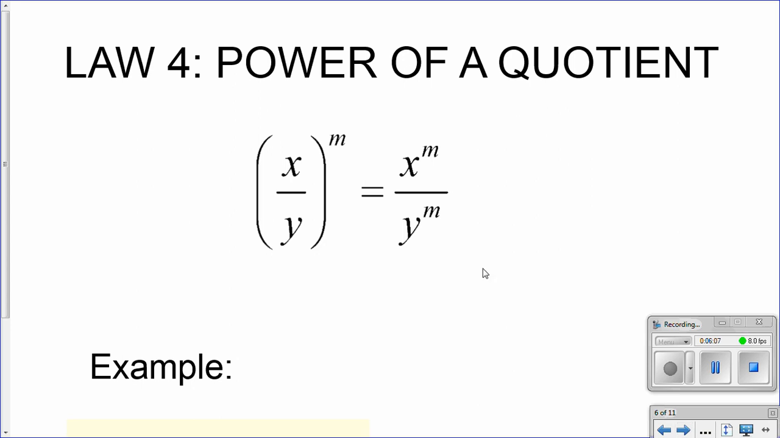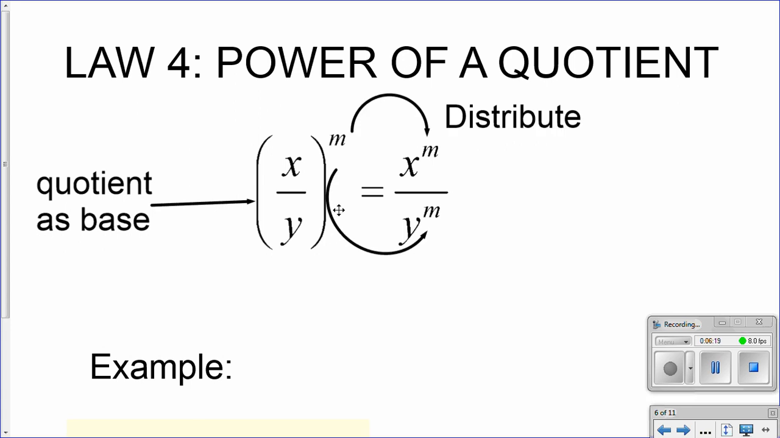Okay, so next one is the power of a quotient. So this is when the quotient's inside and the exponent is on the outside. Just like with the power of product, the quotient is going to be our base. We need to apply that exponent to both the top and the bottom. So we distribute again, just like with the power of product.